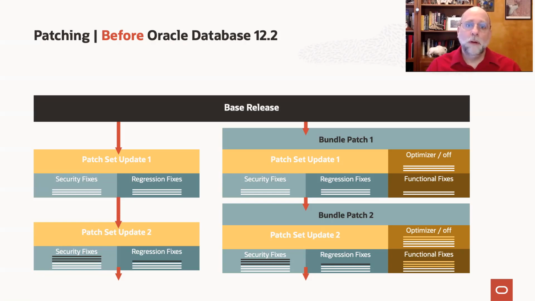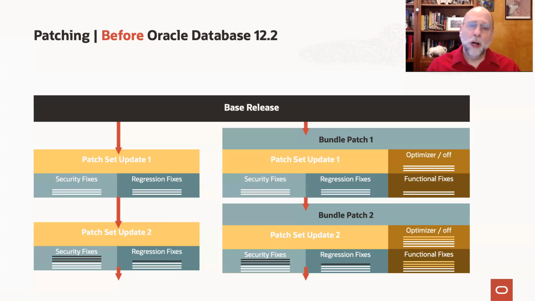So what we've done for 12.1 and 2 and since is have these bundle patches. And a bundle patch includes the quarterly PSU, but then it has the most high value functional fixes, whether they're optimizer fixes or fixes to other types of functionality, that are all tested as a bundle, installed as a bundle each quarter. And the intent of the bundle patch is to reduce the number of one-off fixes that you have to manage or request for your environment. It's been pretty successful at doing that.